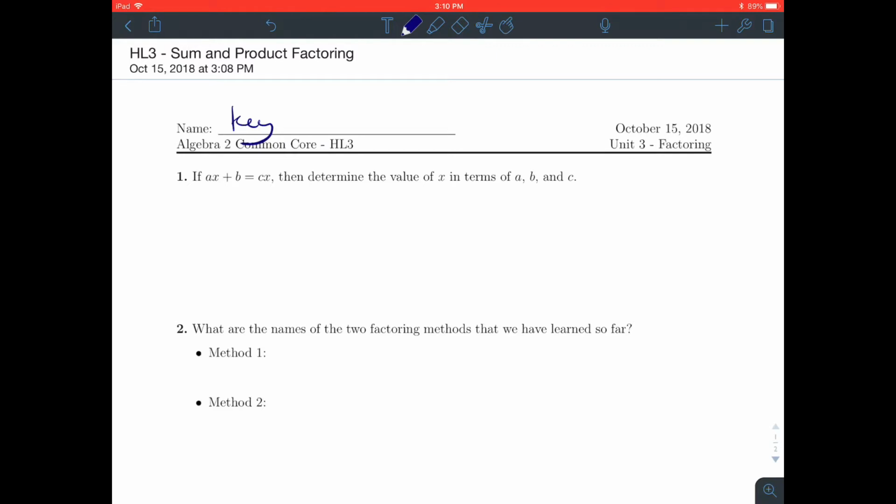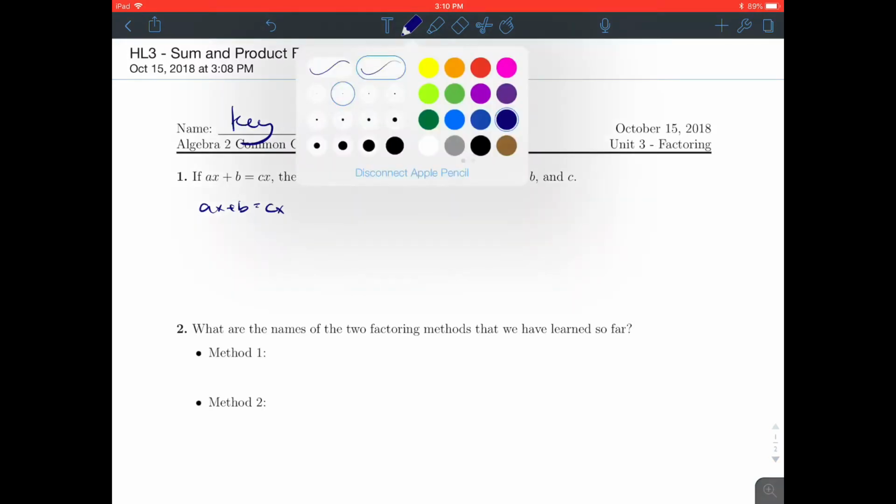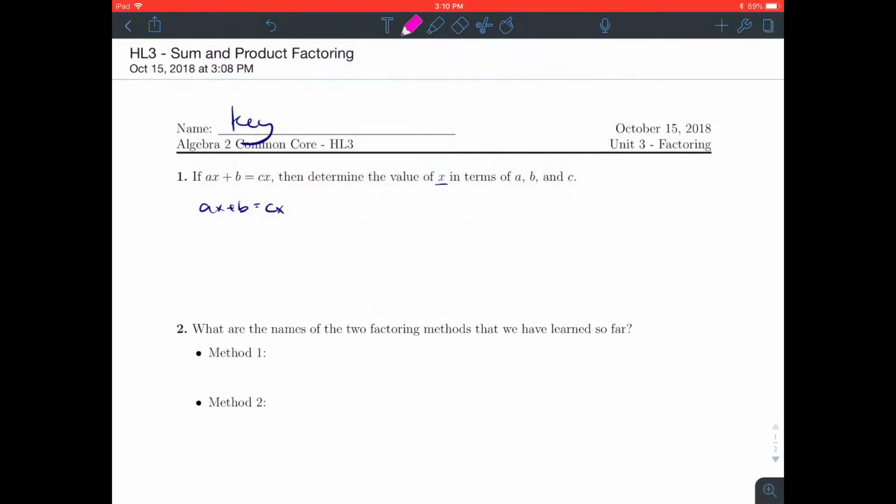Alright, so we have: if ax plus b is equal to cx, determine the value of x in terms of a, b, and c. Similar to a lot of the problems we've been doing as a class, we've got two separate x's in the equation. So we're going to need to figure out how to go from two separate x's to one x, isolating x. In order to do that, we'll have to move our x terms to the same side, so we can subtract cx on both sides.